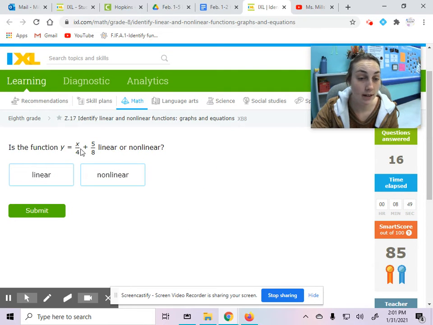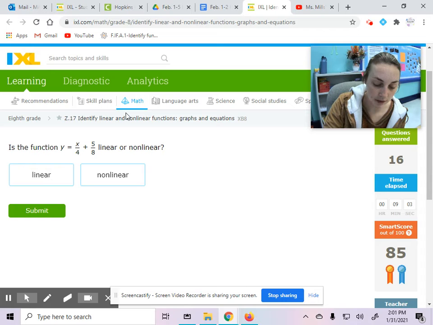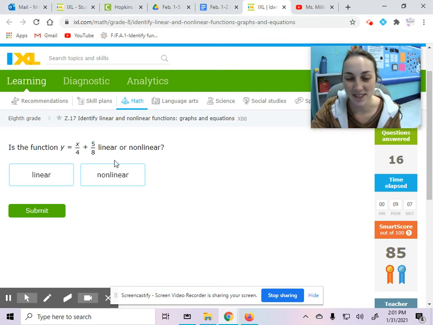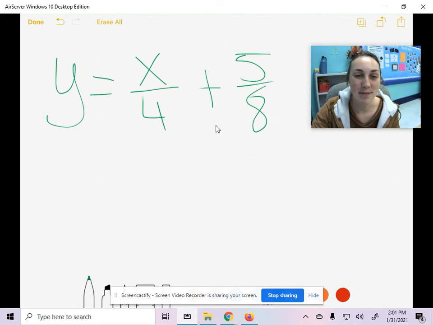All right, same thing here. X over 4, yeah, that's not going to be linear. Actually, it is going to be linear, and here's why. Y equals x over 4 plus 5/8. All right, so let's talk about this. Sorry about that, I had a brain fart.